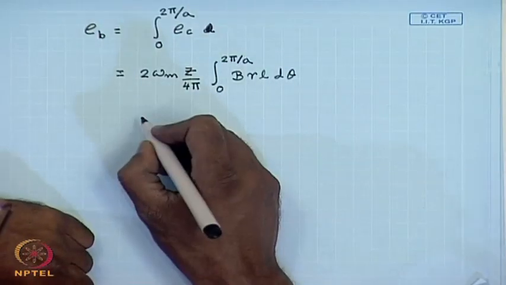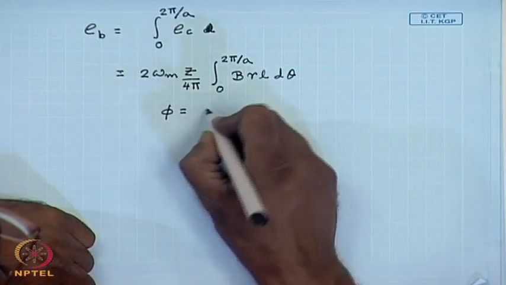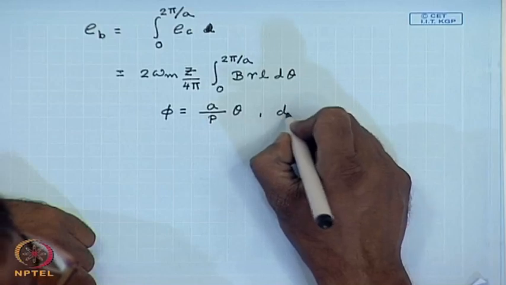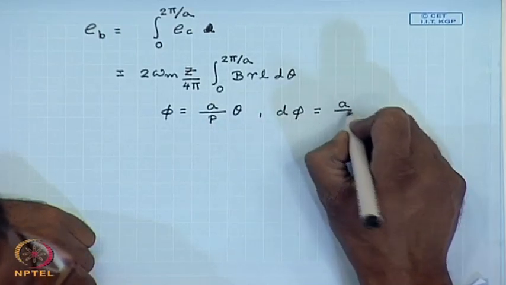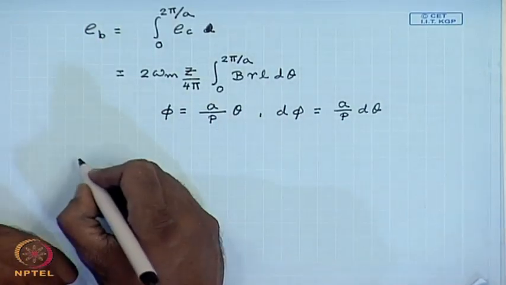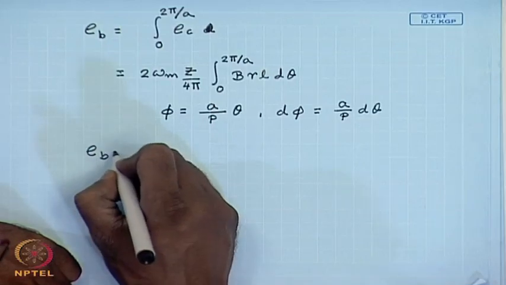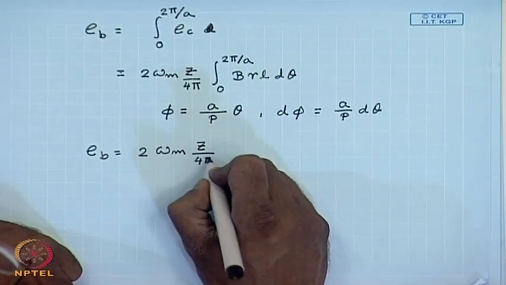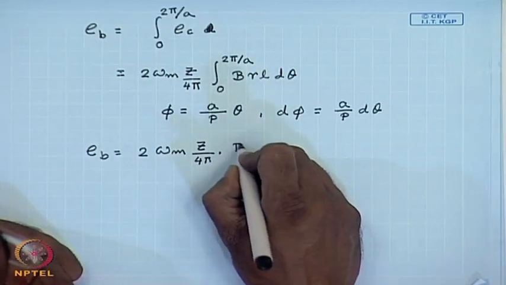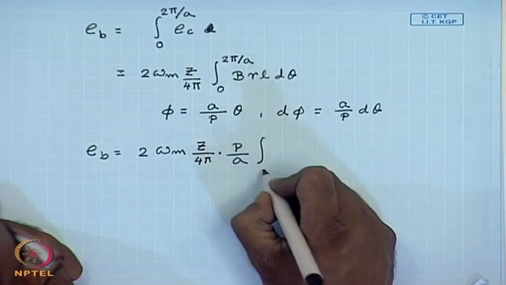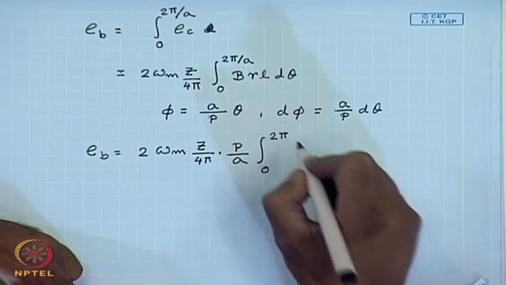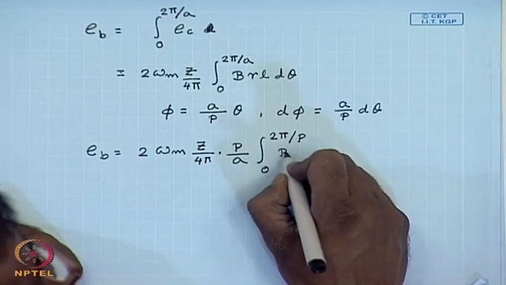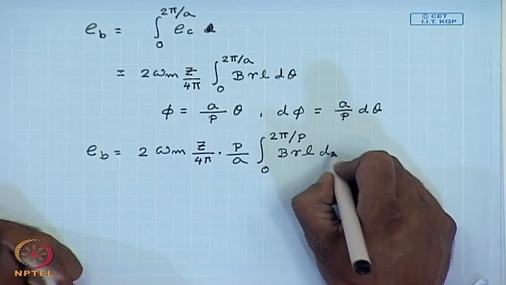Now, let us do a change of variable as follows. Let us define phi equal to A by p theta. Therefore, d phi equal to A by p d theta. So, E b can be written as 2 omega m Z by 4 pi into p by A integral 0 to 2 pi by p of B r L d phi.